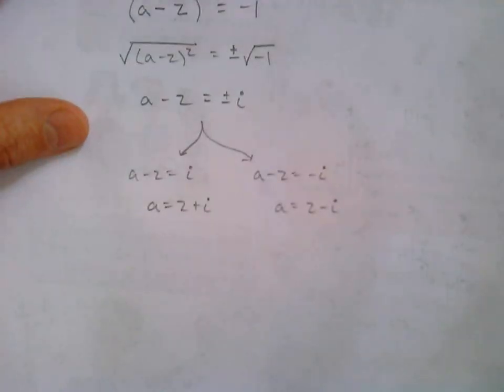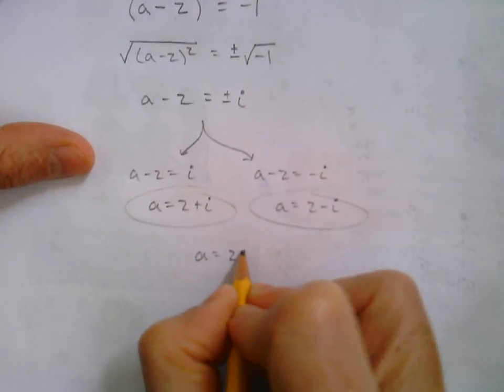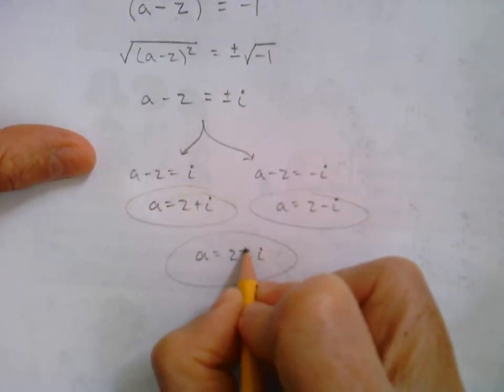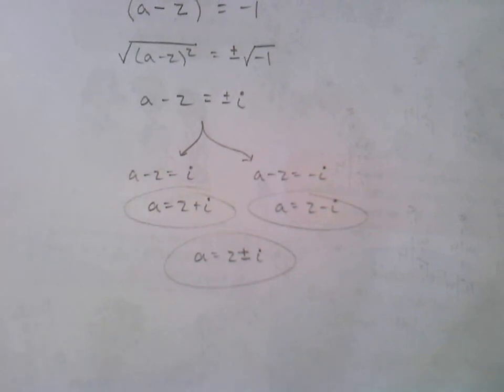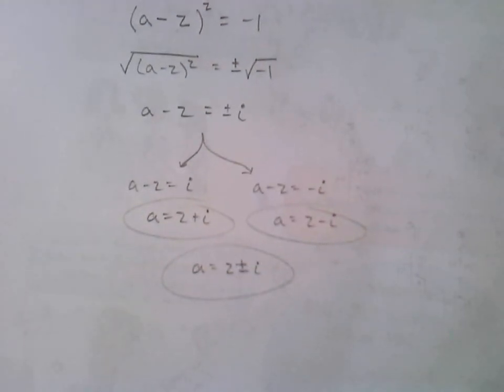And you might say, hey, that works. Couldn't I just write it as, 2 plus or minus i? And yes, you certainly could. Either these two or just this. There's the answer.